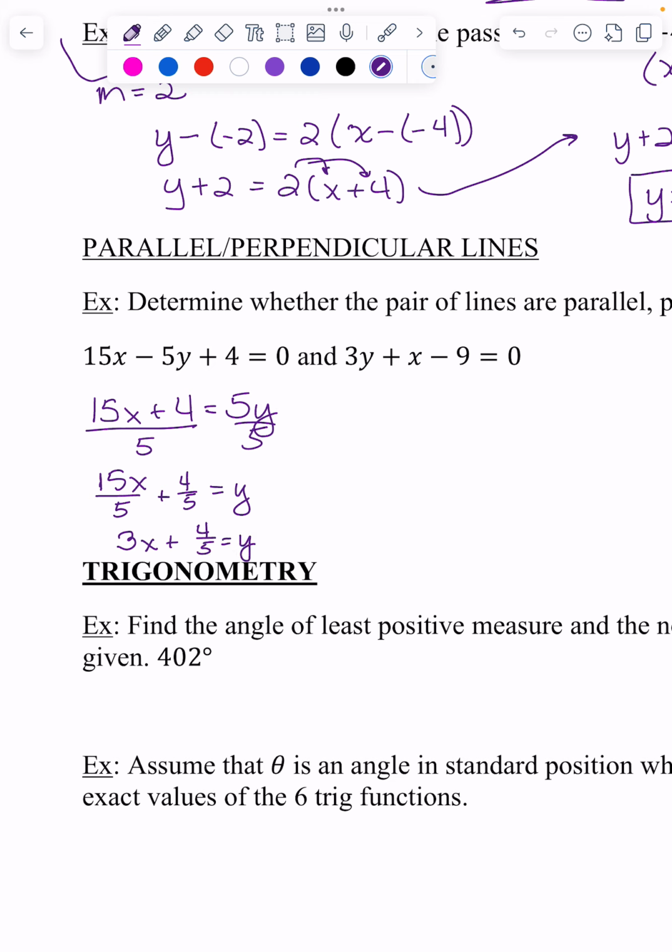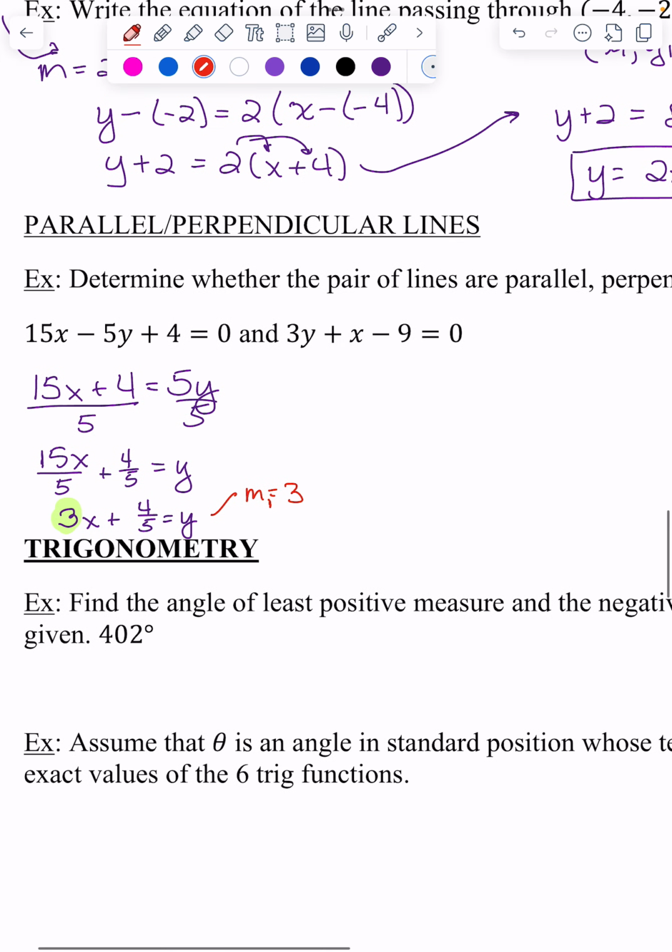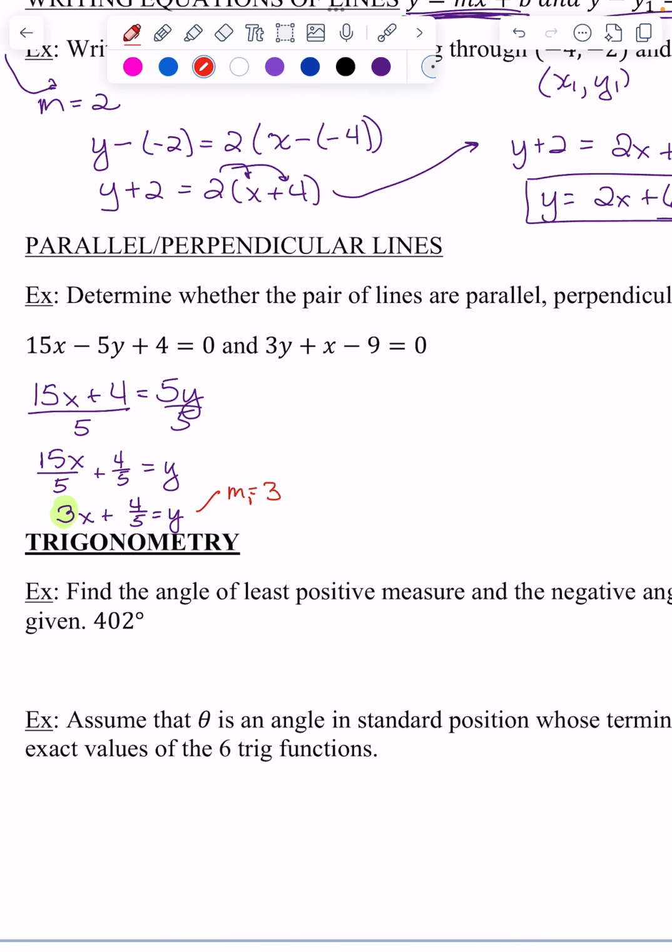What I'm really looking at here is on this one, my slope is equal to 3, okay? So that's what m equals here. So let's say m equals 3 off of this one. So that's my first one, m1 equals 3. Let's take a look at the second one. So here I'm going to go ahead and move my x and 9 to the other side. So I'm going to say that 3y is equal to 9 minus, well, let's write it in the same order, negative x plus 9. Now I'm going to divide both by 3.